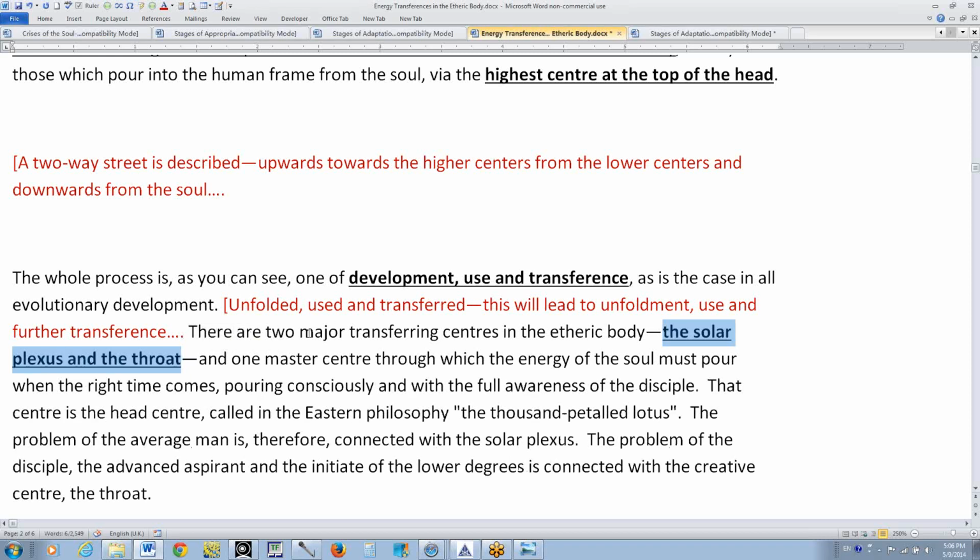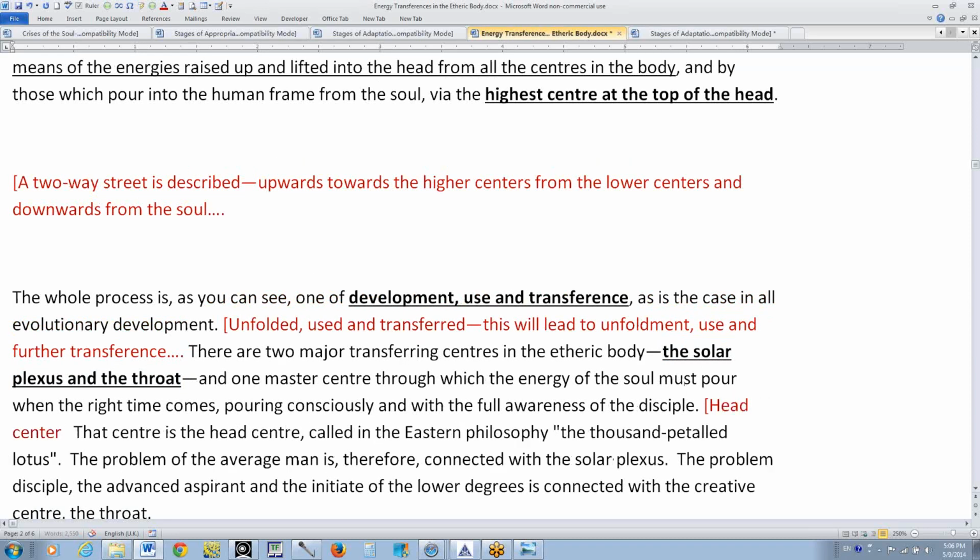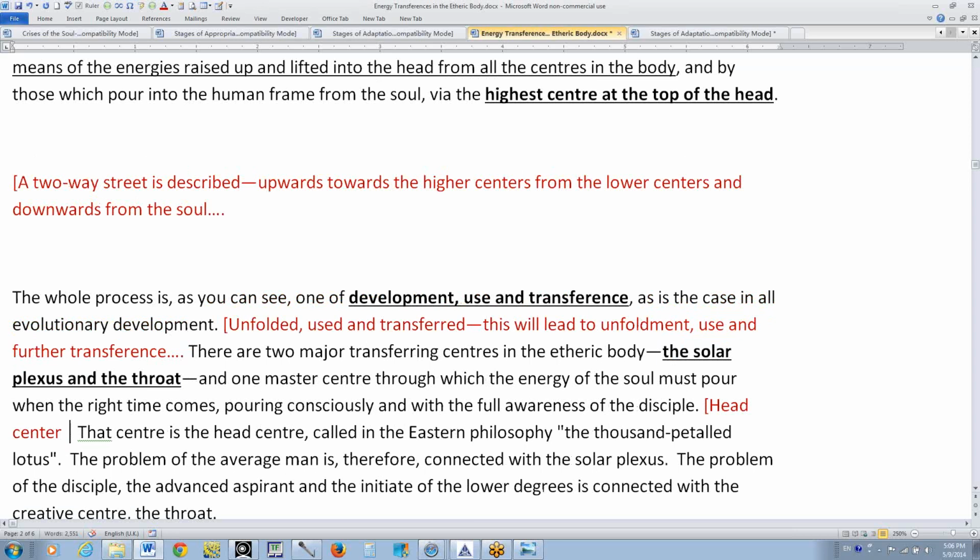and one master center through which the energy of the soul must pour when the right time comes, pouring consciously and with full awareness of the disciple, and that is, of course, the head center, right? So, of course, head center. That center is the head center, called in Eastern philosophy the 1,000-petal lotus.